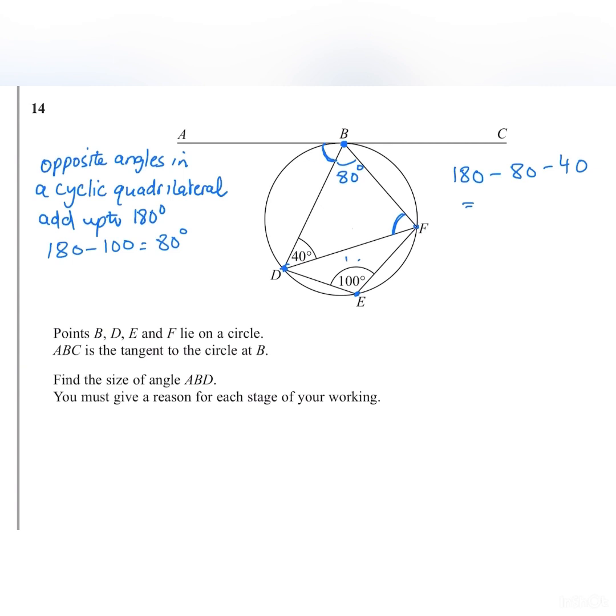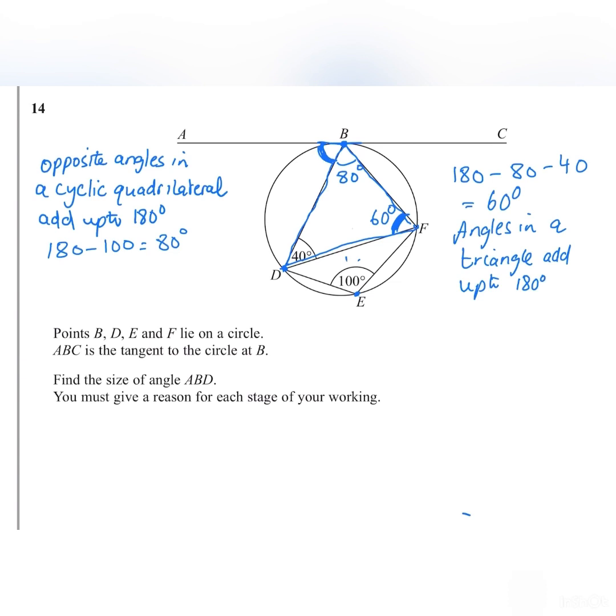So that'd be 180 take away 120, so 60 degrees. So this angle here is 60 degrees. Okay, so the reason for that is angles in a triangle add up to 180 degrees. And now the final bit here, this angle 60 or angle BFD is alternate segment theorem, because we've got a tangent here and we have this triangle, and the alternate segment theorem says that this angle must equal angle ABD.